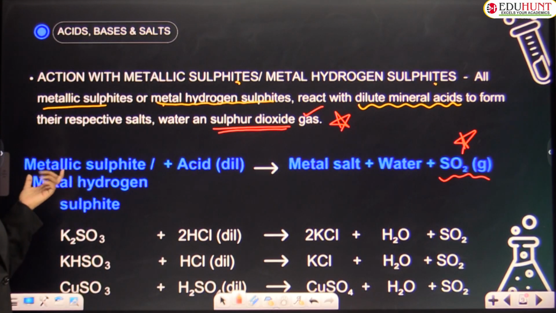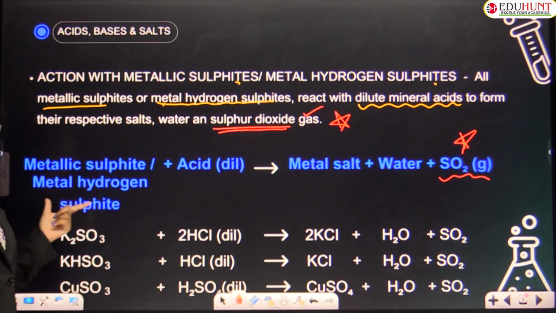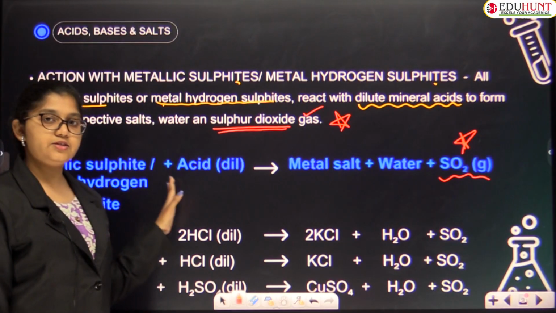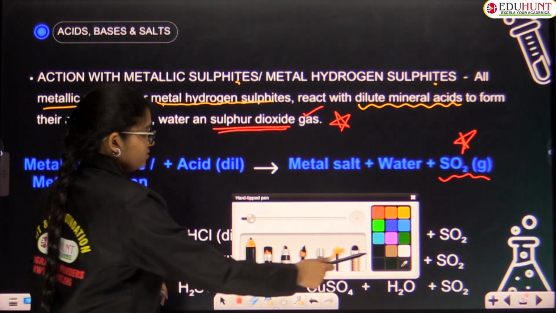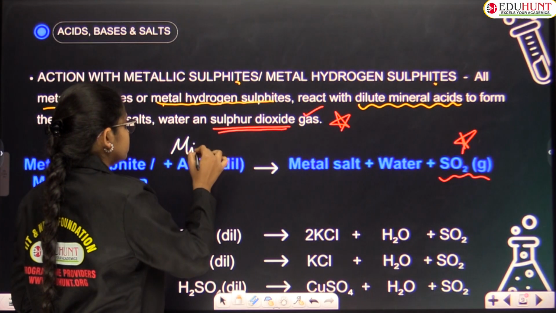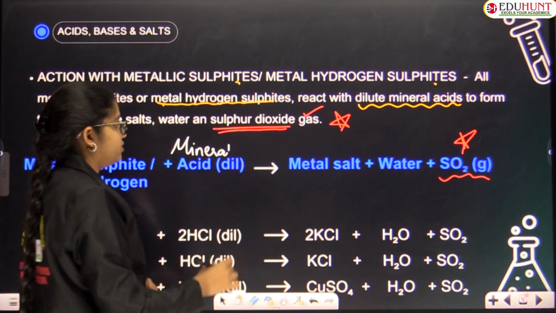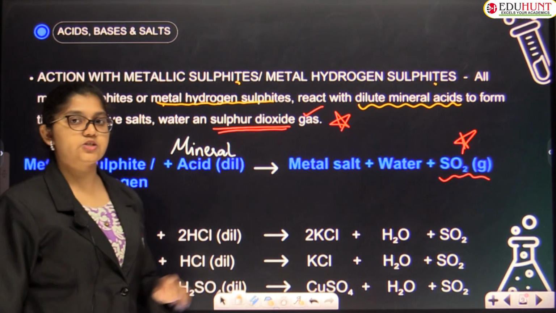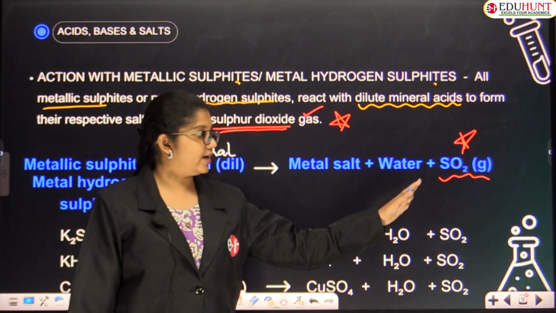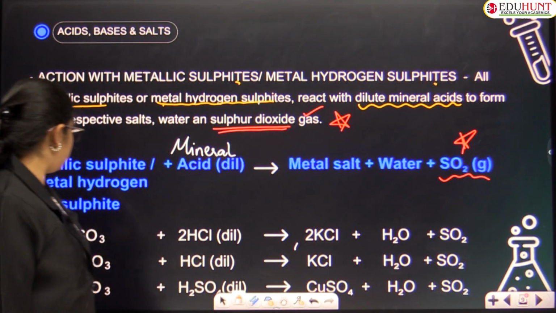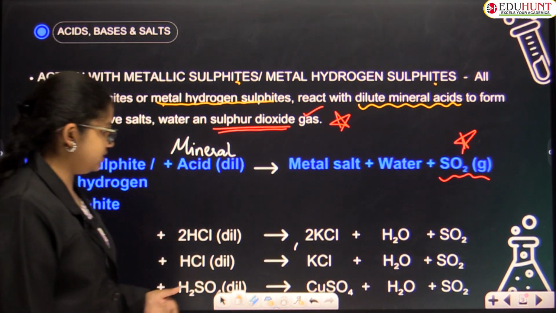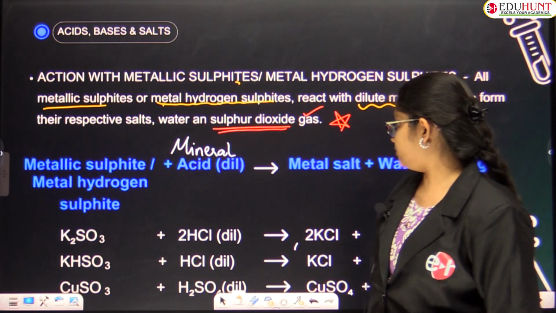The reaction goes like this: metallic sulfite or metal hydrogen sulfite, in the presence of which acid? Yes, mineral acid, in dilute condition, giving rise to metallic salt plus water plus sulfur dioxide. Now, we have examples 1, 2 and 3. Let's go one by one. What is the first example, children?